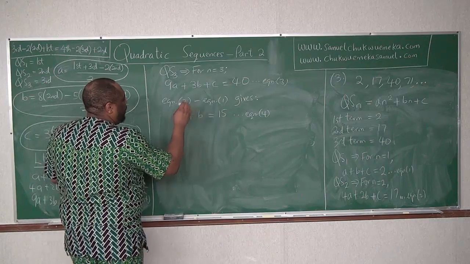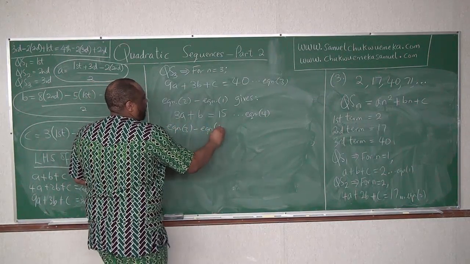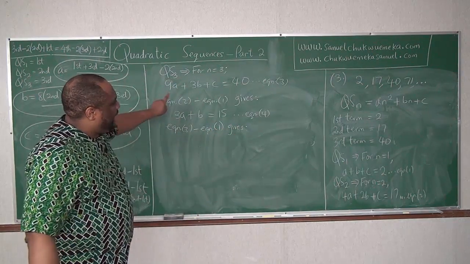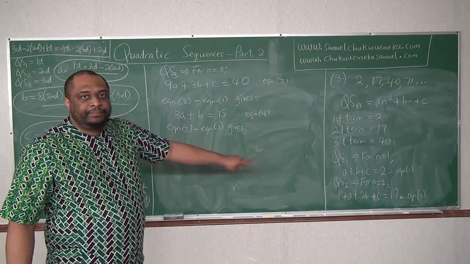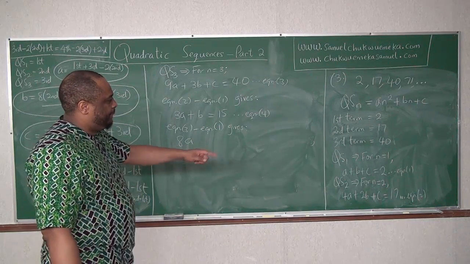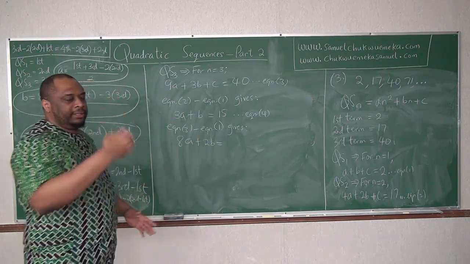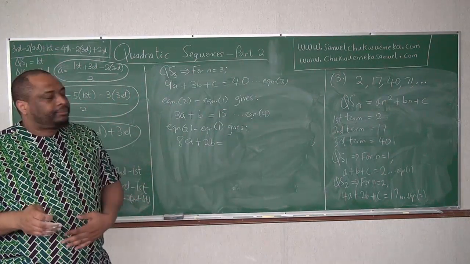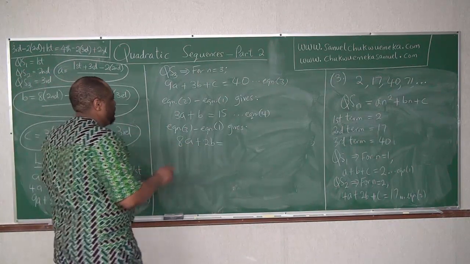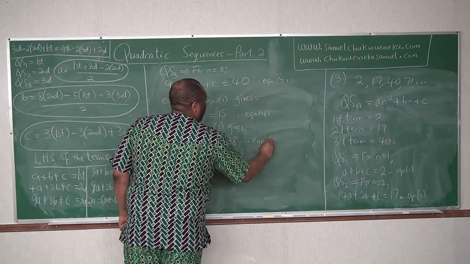And then you do equation 3 minus equation 1 gives 9a minus a is 8a. 3b minus b is plus 2b. c minus c is out. 40 minus 2 is 38. So this is equation 5.